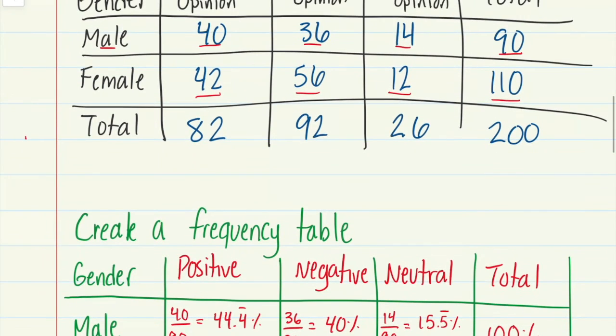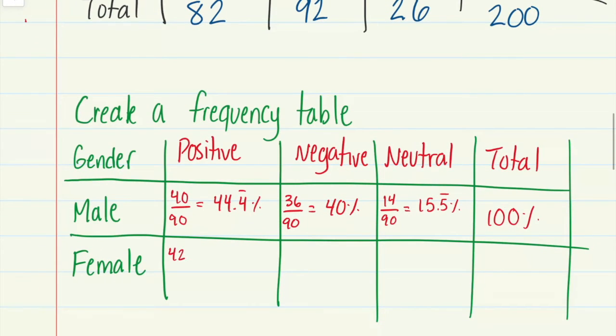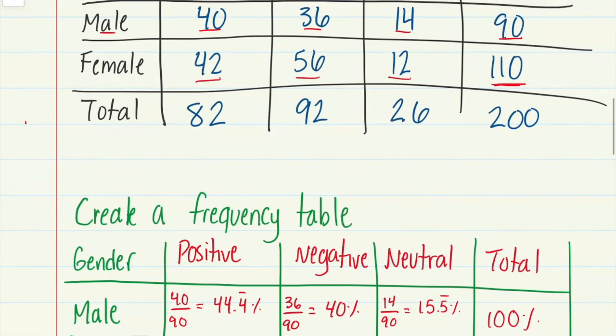For females, same thing. But now, what's the new total? It's 110. So that will be 42 over 110. 42 divided by 110 times 100. That will give us 38.18%.